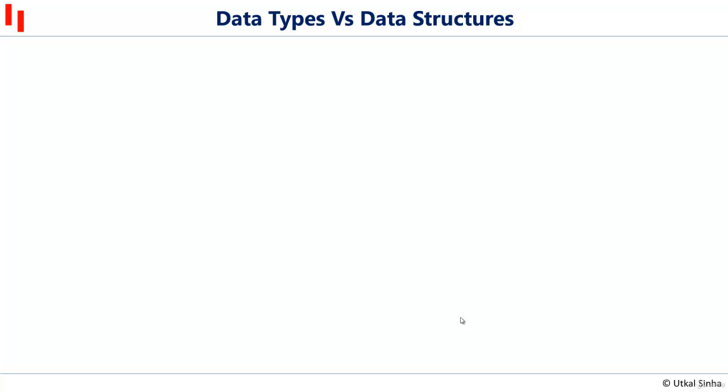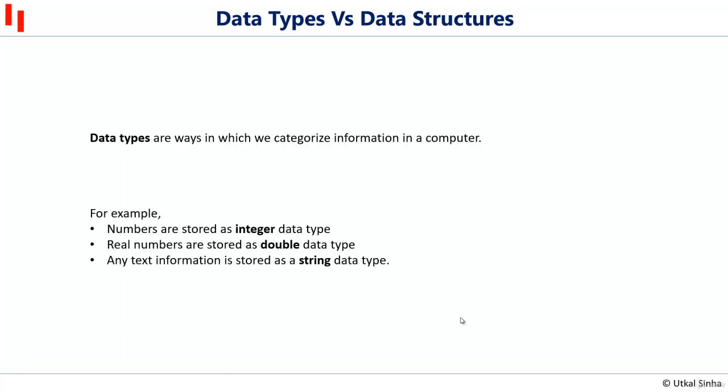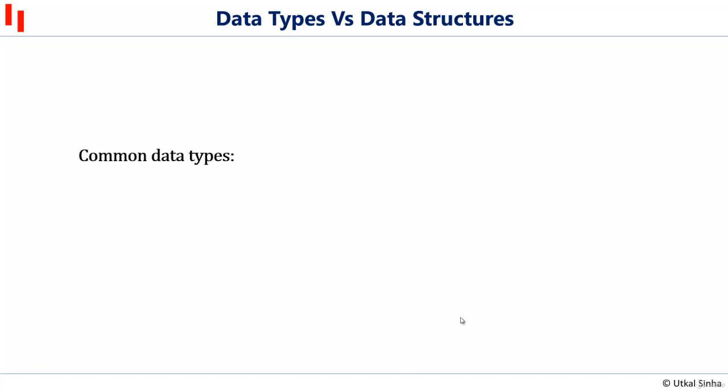So what are data types? Data types are ways in which we categorize information in a computer. For example, numbers are stored as integer data type, real numbers are stored as double data type, and any text information is stored as a string data type. Following are the data types which you will encounter almost always in computer programming and while working as a software developer.